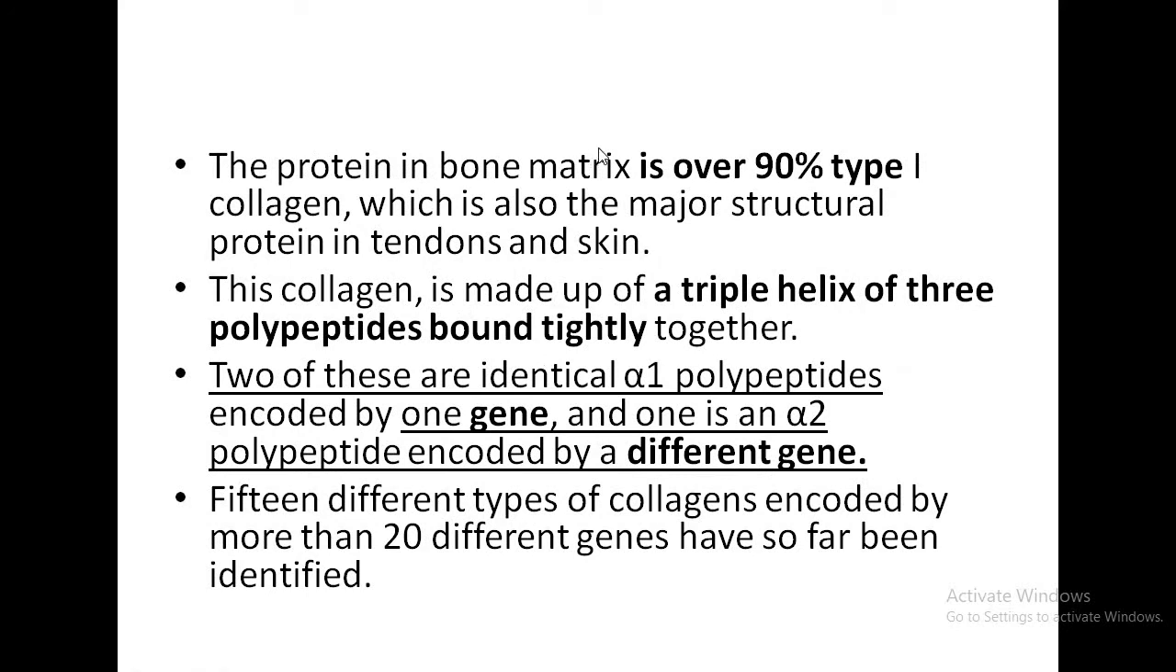So the protein is made of about 90% type 1 collagen. It's also the major structural protein in tendons and skin. So what exactly is collagen?